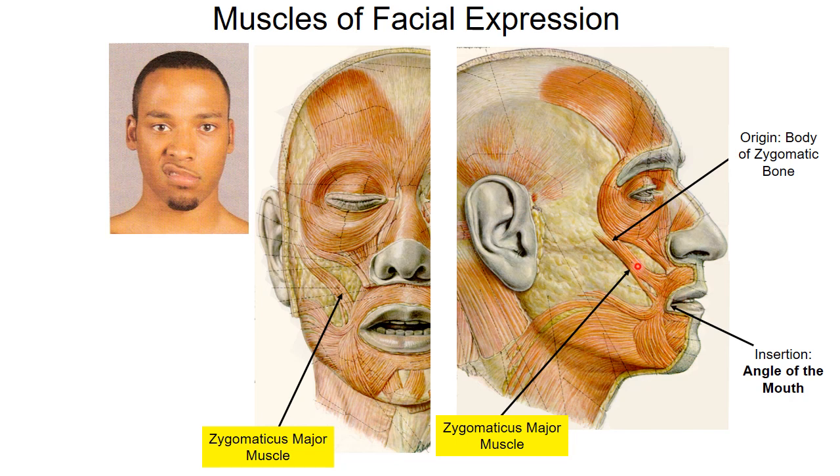Its job is to pull up on the angle of the mouth. There's also a zygomaticus minor muscle right here, but I don't care about it. I just want you to know zygomaticus major, but because there's a minor, you've got to remember to put this major in here. Okay, so that's zygomaticus major.